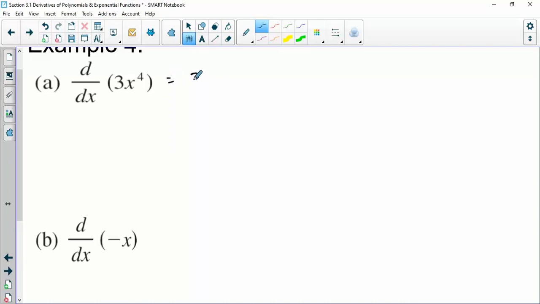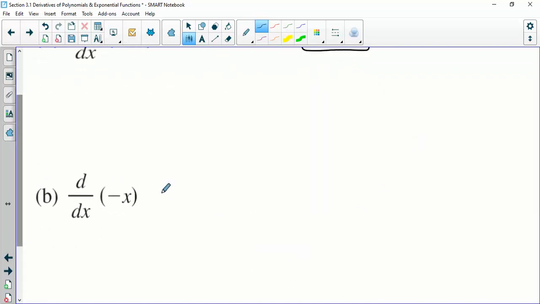So the first one, 3 times derivative of x to the 4th would be 4x cubed. So 12x to the 3rd. Second one, that negative, it's just like having a negative 1. What is the derivative of x? 1. If you forget it, you can always work it out. The 1 comes down. X, if you subtract 1 from the power, it's 0. Anything to the 0 power is 1. So we just get a negative 1 there. The negative just slipped. Is that okay?